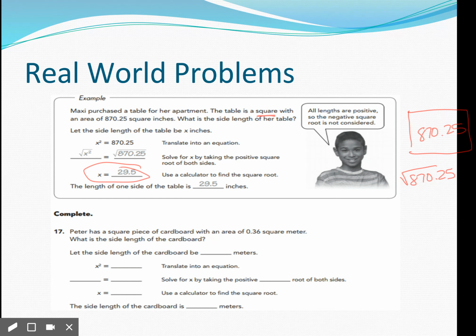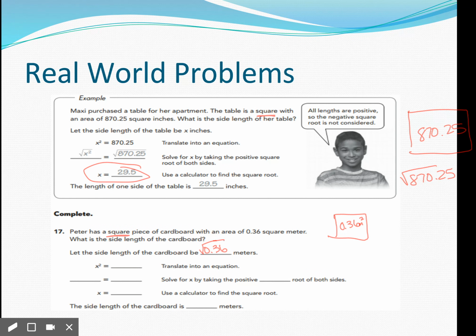Keep that in mind. Let's do number 17. So Peter has a square piece of cardboard. Okay, I'm going to draw that piece of cardboard with an area of 0.36 square meters. Just a little label there. What is the side length? Again, they give us a huge clue in the question there when they say he has a square piece of cardboard. So let the side length of the cardboard be the square root of 0.36.